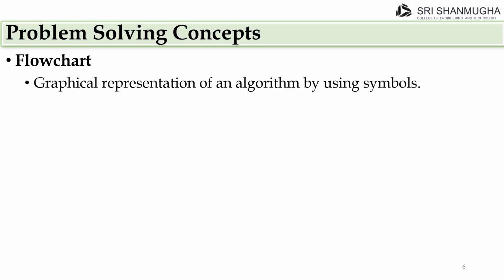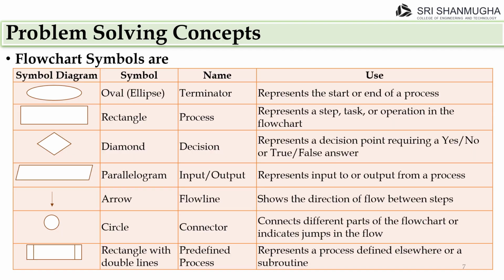Next is flowchart. Everyone knows that. A flowchart is used to give a symbolic representation of your algorithm, because we have written a step by step procedure, and now we are giving that algorithm as a symbolic representation. These are the flowchart symbols available in our problem solving concepts. The first one is the ellipse. This ellipse is used to perform start and end operations. It will act as a terminator.